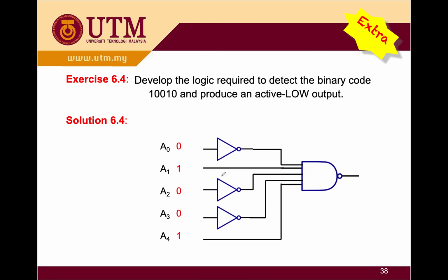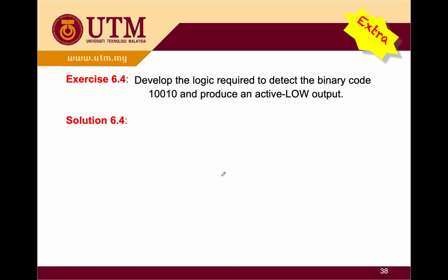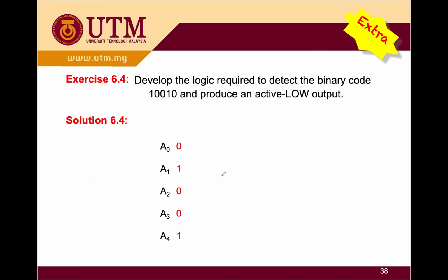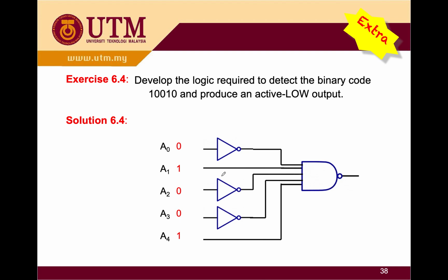So this is an example. You need to develop the logic required to detect the binary code 10010 and produce an active low output. You need to check the details on low and so on. There are already keywords here, and that's why you're going to use your NAND gate.